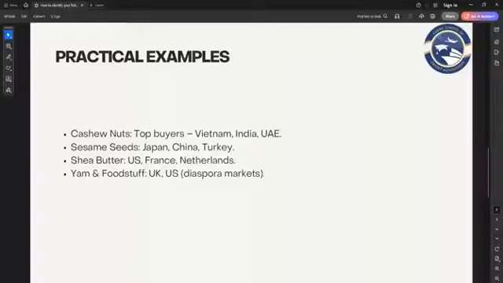Then we'll look at some examples of products or some things that some exporters that we have trained or that we have worked with have done. So for instance, cashew nuts. If you are looking to export cashew nuts, one of the places you really want to look into for top buyers of cashew nuts is India, Vietnam, and the United Arab Emirates.